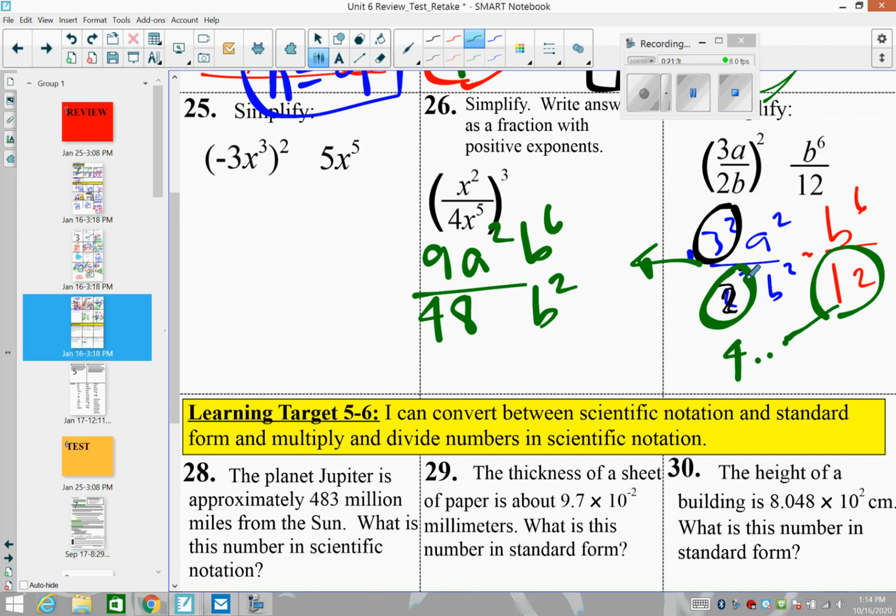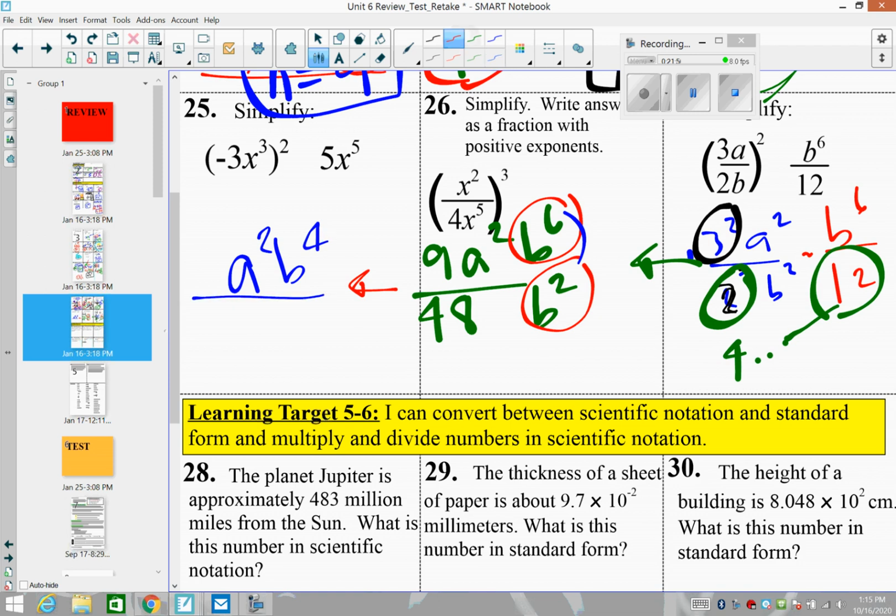Okay. All right, moving to the left then here. There's 6 of them on top and 2 on the bottom. We know that we can subtract that. We don't have any a's to subtract. So it becomes a squared b to the 4th. I lost everything on the bottom.